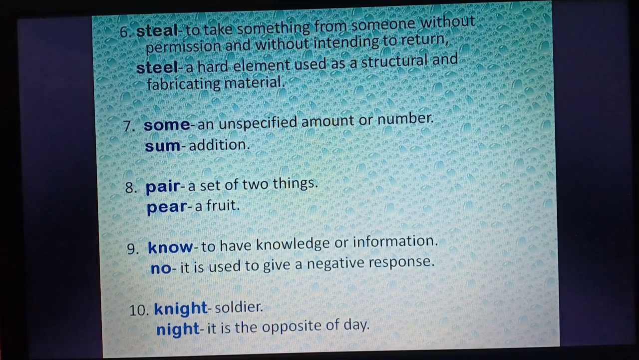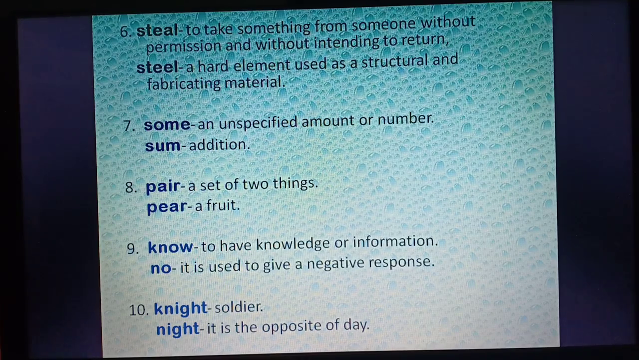Number 8, P-A-I-R, pair, means a set of two things, and P-E-A-R, pear, means a fruit. Number 9, K-N-O-W, know, means to have knowledge or information, and N-O, no, is used to give a negative response. Number 10, K-N-I-G-H-T, knight, means a soldier, and N-I-G-H-T, night, is the opposite of day. Okay, day and night, darkness.